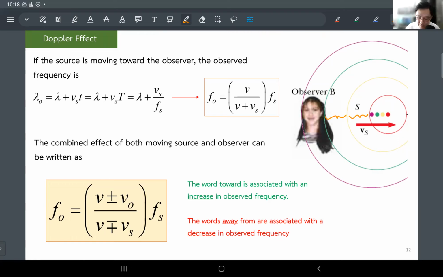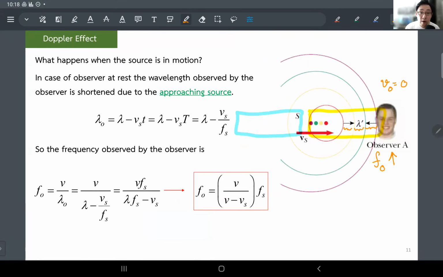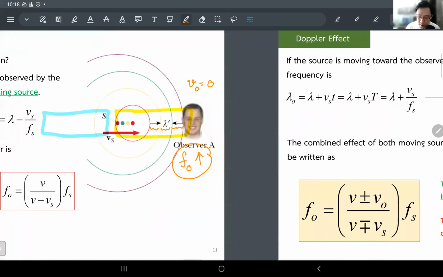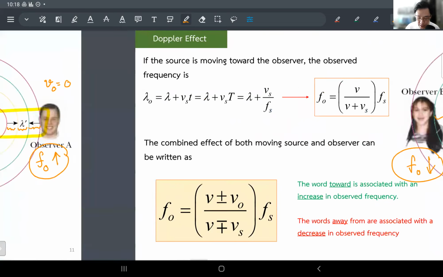In this case, the frequency observed will be lower. In conclusion, that's it. If the source is moving toward the observer, you're going to observe a higher frequency. If the source is running away from the observer, you're going to observe a lower frequency. Now, look at the expression that you get.